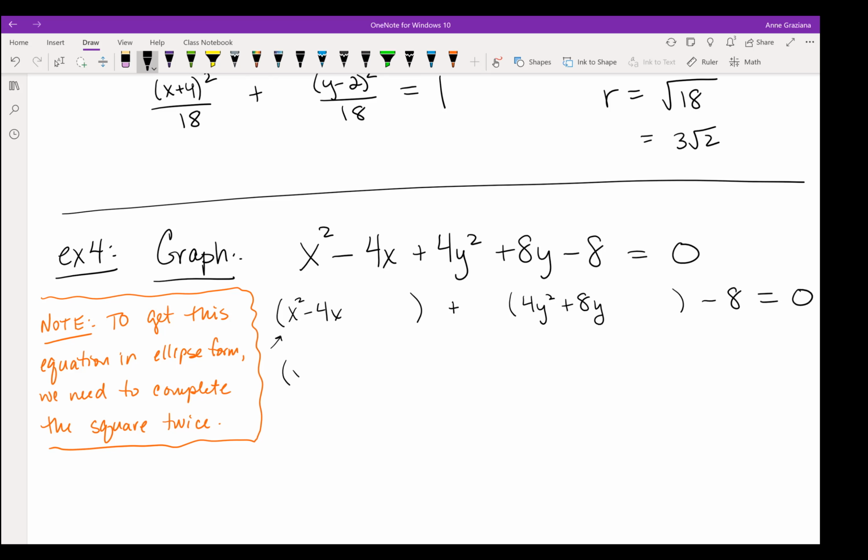So I'm going to take x squared minus 4x. And then, so I have -4. I'm going to divide that by 2 and square it. That's -2 squared, which is 4. So that's going to be +4 minus 4. Any questions there?